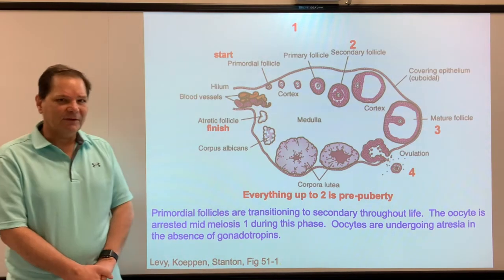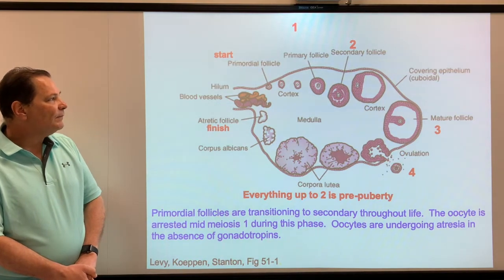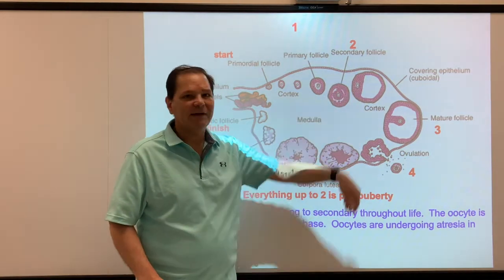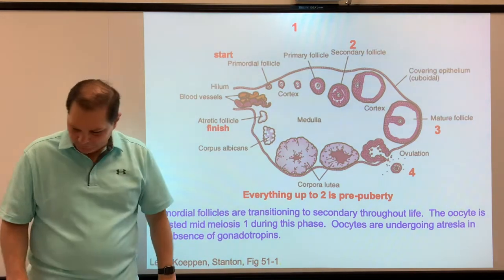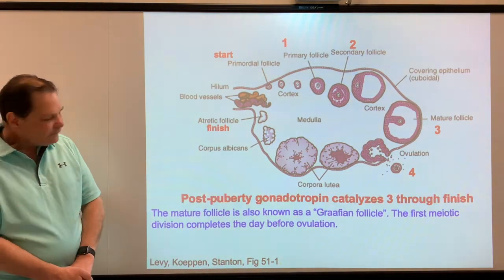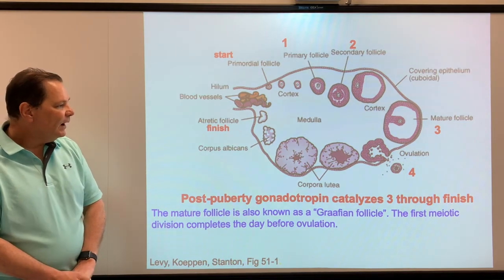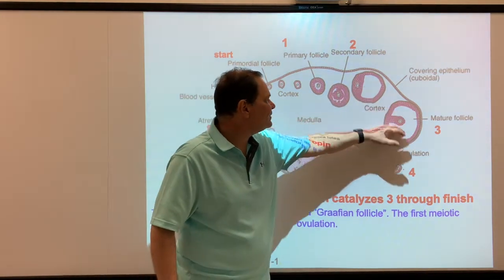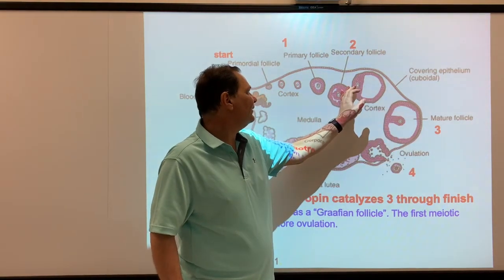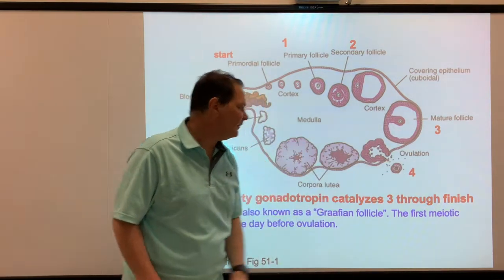So the number of follicles decreases quite a bit, as I told you earlier, because these follicles can't transition past the secondary follicular phase. Okay? Post-puberty, when gonadotropin is present, as the female cycle takes place, you get transition from 2 to 3. That is, transition from the secondary follicle to the mature follicle, also known as a Graafian follicle.